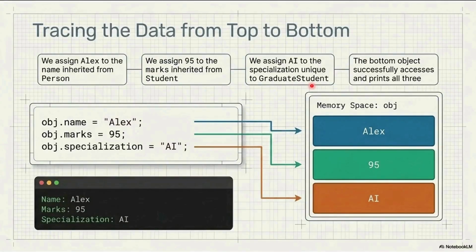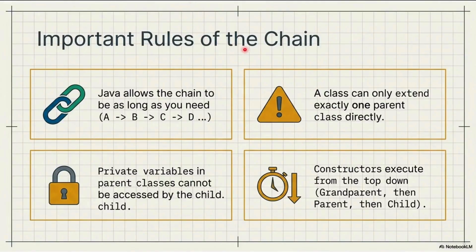Okay, so important rules of the chain. Please understand, Java allows the chain to be as long as you need. As I said, we have B from A, then C from B, and then D from C. So the chain can go on. There is no limit to that.